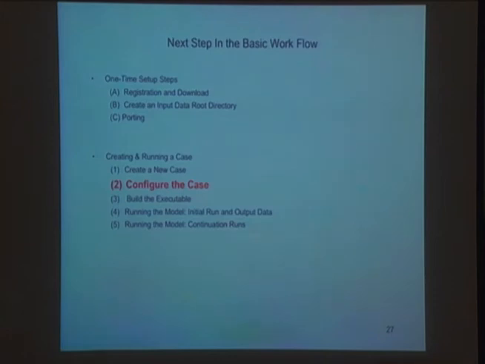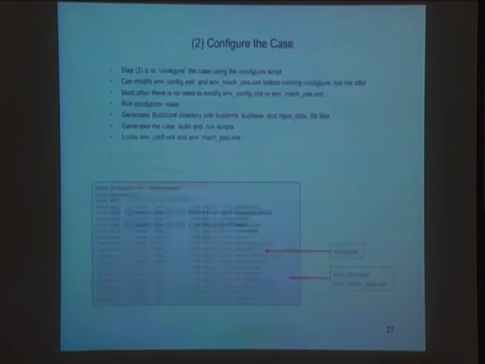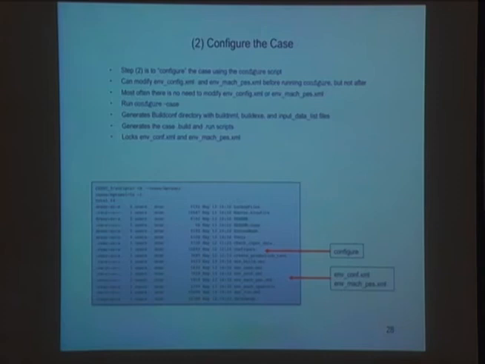Okay, so what happened? We ran this create new case, and we looked at all the files that it created in your case directory. I pointed out that there's a script in there called configure, and that's the next step to run. So here's the case directory, hypothetically in my home directory, cases subdirectory. I want to run this configure command. The 2 XML files I pointed out are the 2 that are going to become locked when you run this configure command.